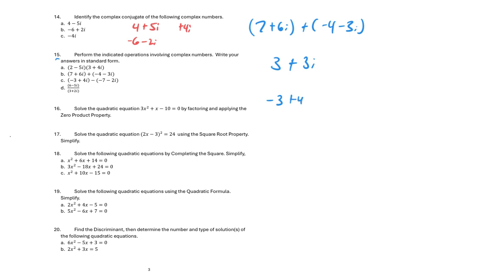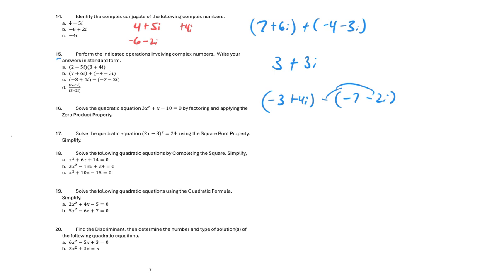Negative 3 plus 4i minus negative 7 minus 2i. You distribute that negative to both terms. So we'll get negative 3 plus 7, so we should get 4. Then we'll get 4i plus 2i, which should be 6i.